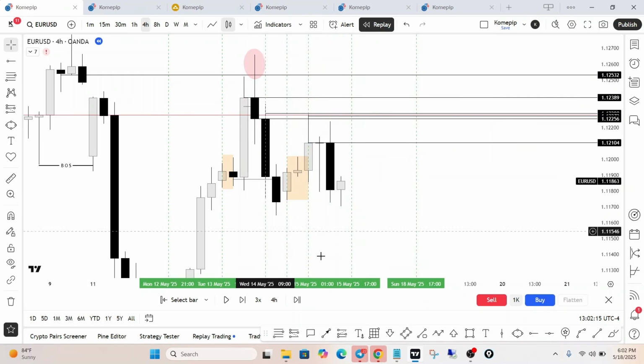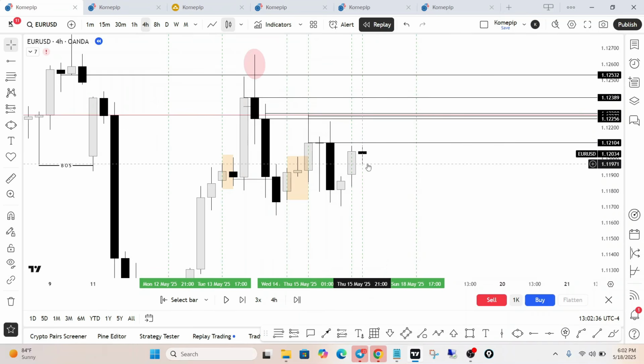Okay, this is the 4 hour zones, so wait patiently. Let's wait for the Asian session. Okay, this is the Asian session. So during the Asian session, what are we looking out for? Wait for price to take out the Asian session.